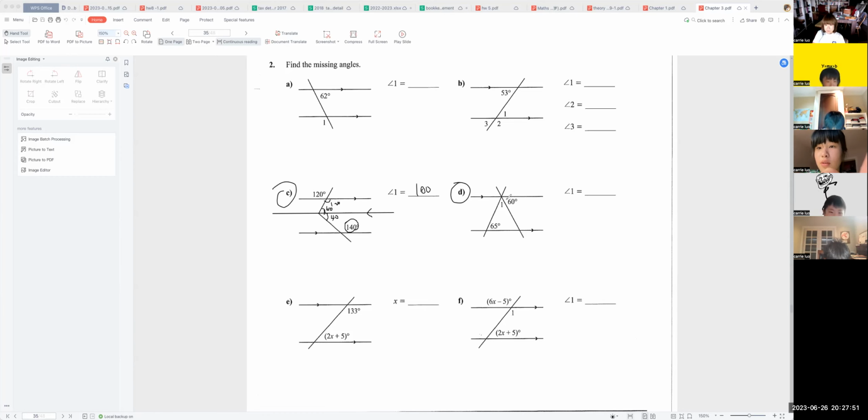Okay, so this one, because these two are perpendicular lines, this one is 65. So this one is 65 as well. So this angle 1 equals what? Equals 180 minus 125 equals 55. Okay, so 55 plus 65 equals 120. So this one equals 60. So angle 1 equals 55. This one we don't need to do. Understand, everybody? Okay, number E and number F, do it yourself.